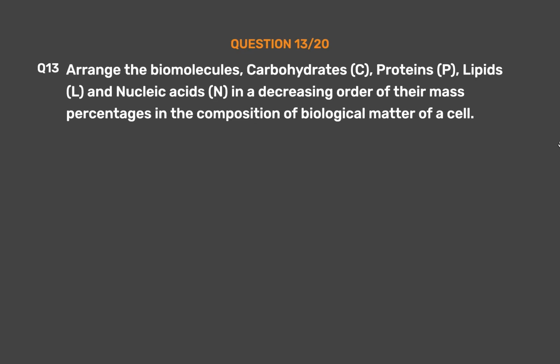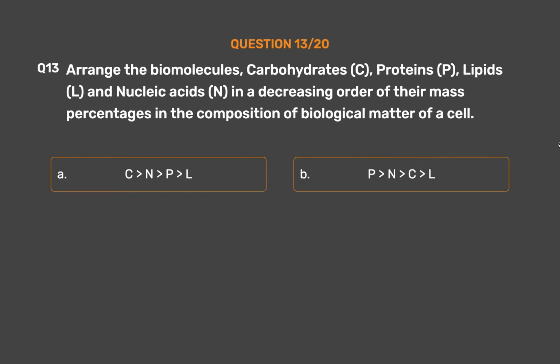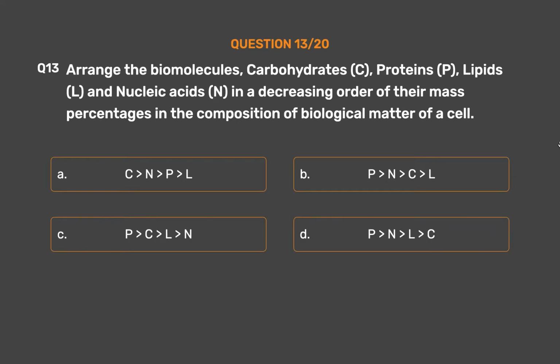Question number 13. Arrange the biomolecules, carbohydrates, C, proteins, P, lipids, L, and nucleic acids, N, in a decreasing order of their mass percentages in the composition of biological matter of a cell. Option A. C greater than N greater than P greater than L. Option B. P greater than N greater than C greater than L. Option C. P greater than C greater than L greater than N. Option D. P greater than N greater than L greater than C.